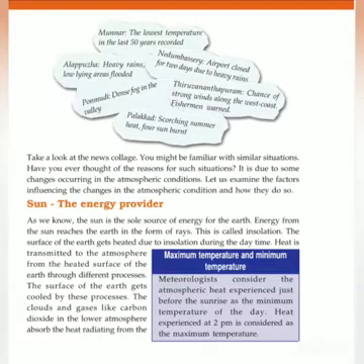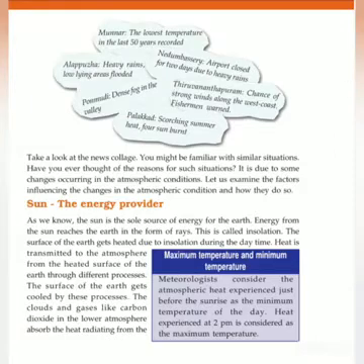From the first page, we can see a news collage: Munnar, the lowest temperature in the last 50 years recorded; Alappuzha, heavy rains, low-lying areas flooded; Thiruvananthapuram, chance of strong winds along the west coast, fishermen warned. From this news collage, we can understand that in Kerala, numerous places are experiencing different kinds of climate. Let's examine the factors that influence the changes in the atmospheric condition and how they do so.